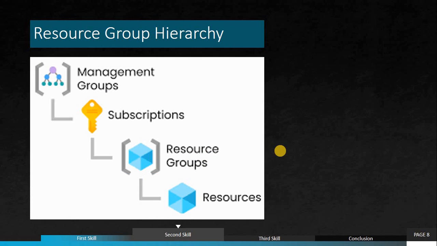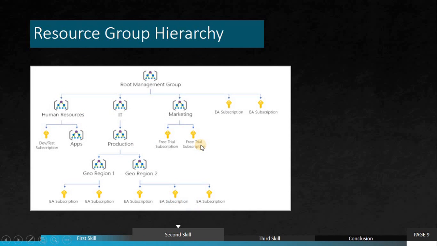Now, let's take a look at the resource group hierarchy. At the top of the hierarchy are management groups. A management group is an entity which you can associate with a subscription. So basically, a subscription is controlled by a management group. Within a subscription, there could be one or more resource groups, and within resource groups, you can create one or more resources.